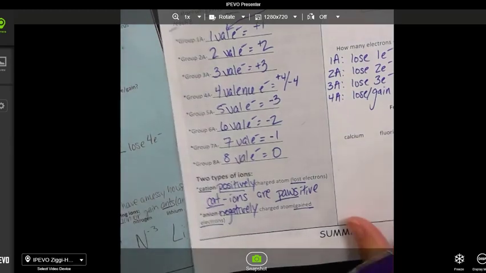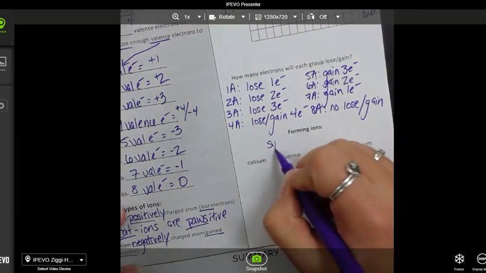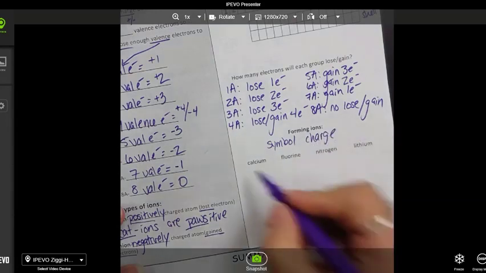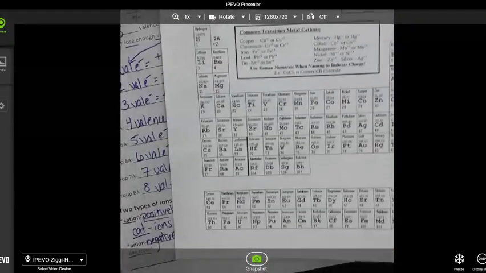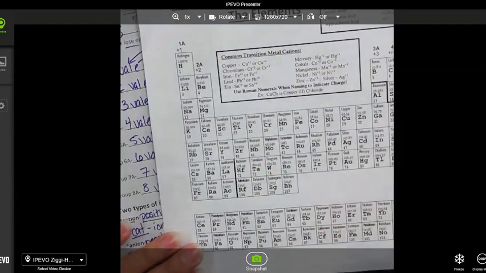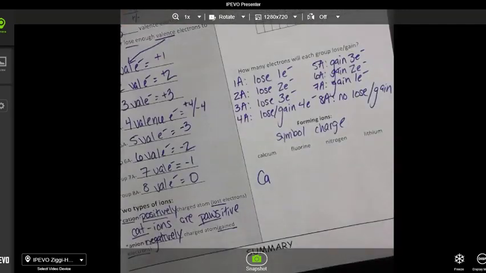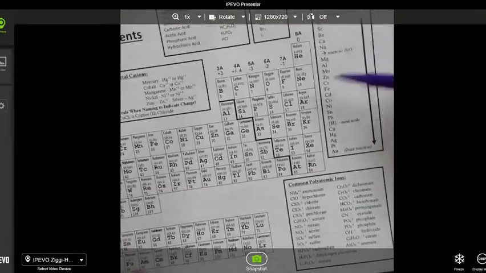All right, so in order to form ions, it's really simple. All you need to do is write the symbol and then the charge. So calcium symbol is Ca. And if we find calcium on our periodic table, calcium is here in group 2. So if calcium is in group 2, it has 2 valence electrons. So what is it going to do with those electrons? Is it going to lose 2 electrons or is it going to gain 2 electrons? It's going to lose 2 electrons. So if it loses 2 electrons, what is its charge? It's +2.